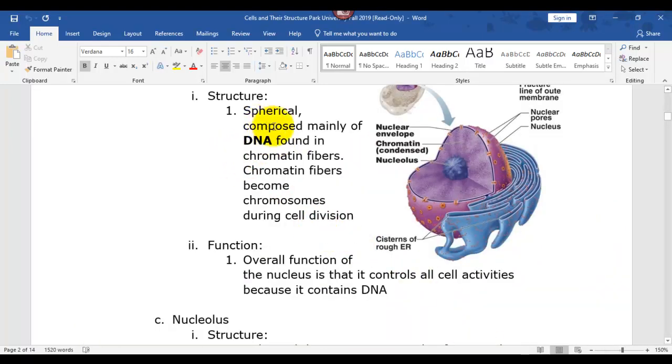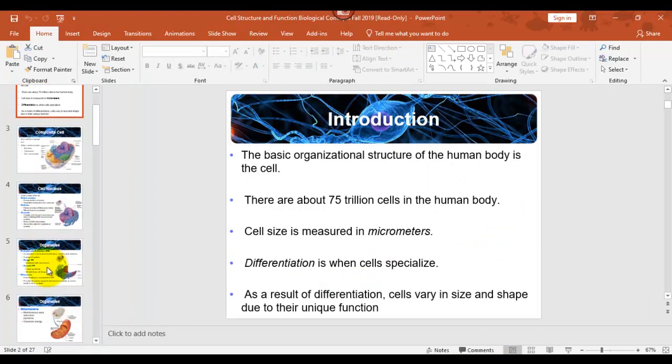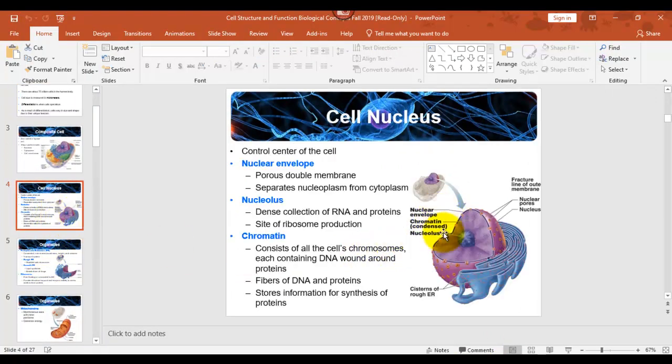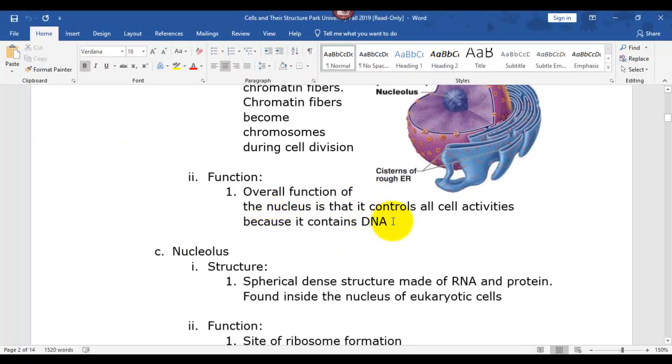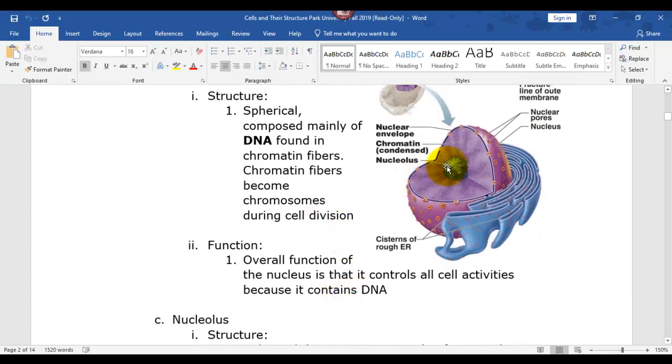So, yeah, they are spherical. DNA is found in what are called chromatin fibers, and they're found inside the nucleus. So the overall function of the nucleus is that it controls all cell activities. It's like the big brain of a cell. It controls everything. Now, the nucleolus is that little dense dot.